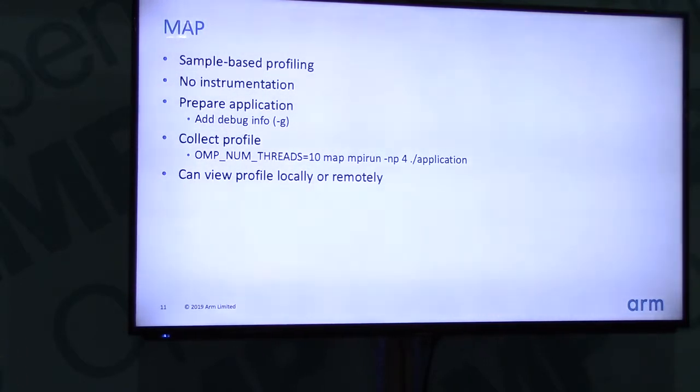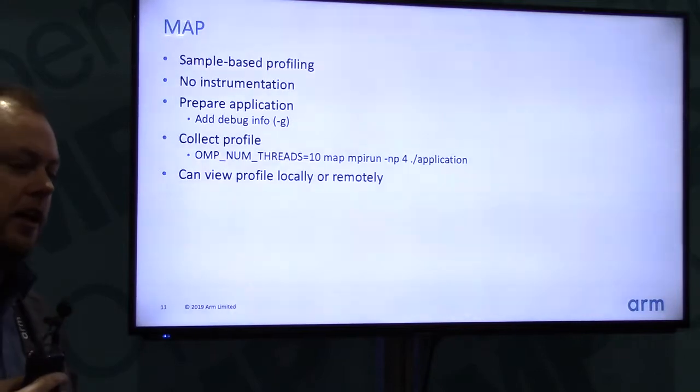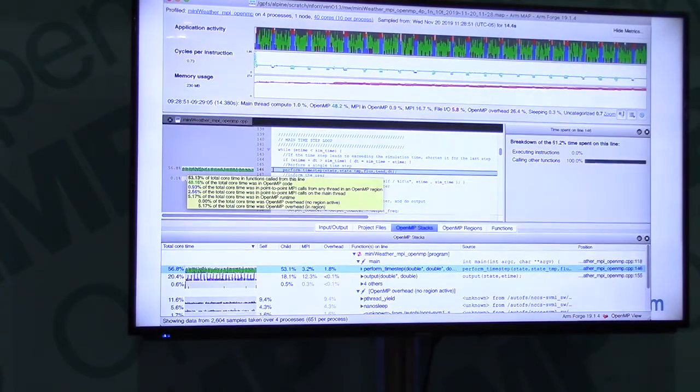We aim for this to be easy to set up as well. This is a case of adding -g to your program before you profile. There are no compiler wrappers or any kind of instrumentation to do. And there's a quick example there of how you might collect a profile with 10 OpenMP threads, integrating with your existing MPI launch. And again, using the remote client that we mentioned before, you can display that on your laptop.